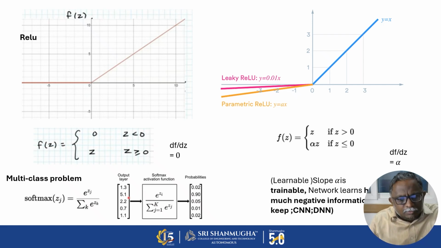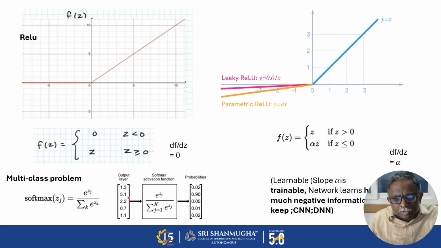So when you differentiate, if we differentiate, it is going to be 0. So we don't get the gradient; it is going to be 0 in the negative values. What will happen in ReLU is that as long as you have more negative values, it will end up with dying ReLU. It won't learn anything.